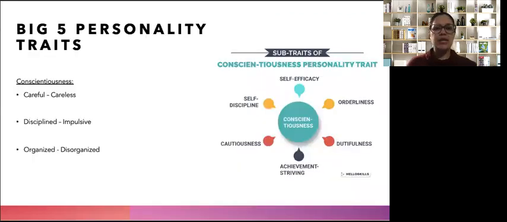Then we have conscientiousness. This is the tendency to show good impulse control and act dutifully or disciplined. Highly conscientious people are achievement oriented, they're well organized, and they tend to be mindful of details. Versus those who score low in conscientiousness, they tend to be more careless, impulsive, and disorganized.